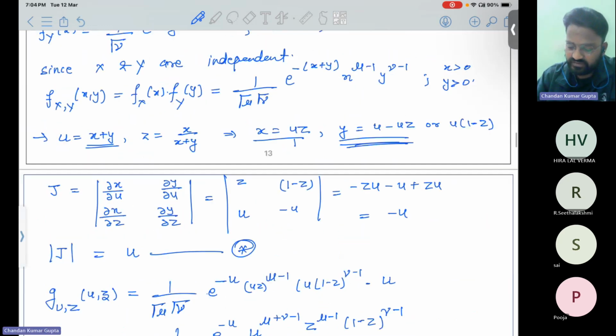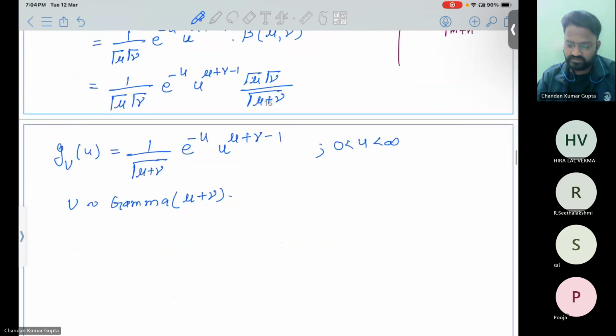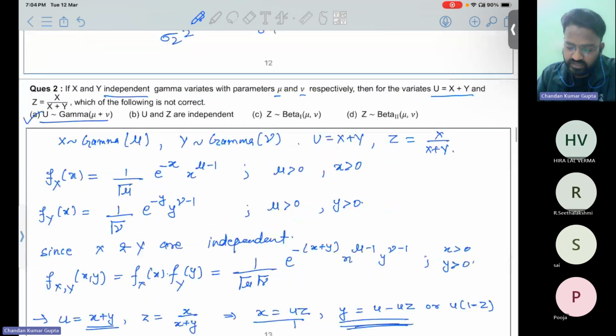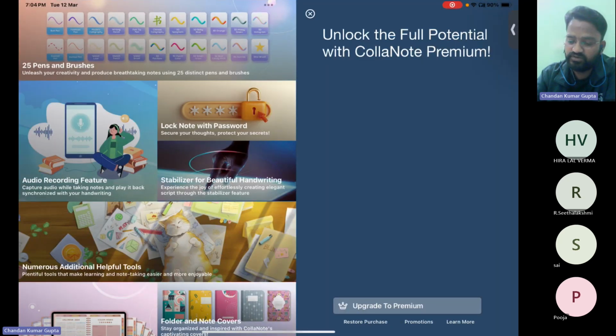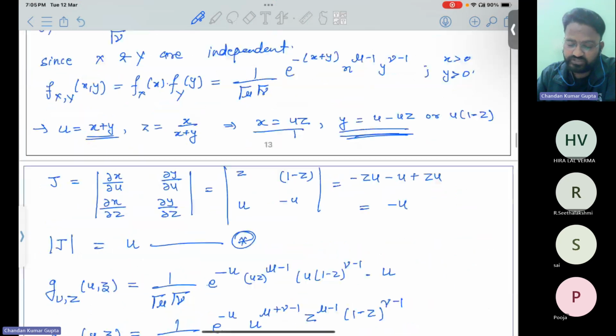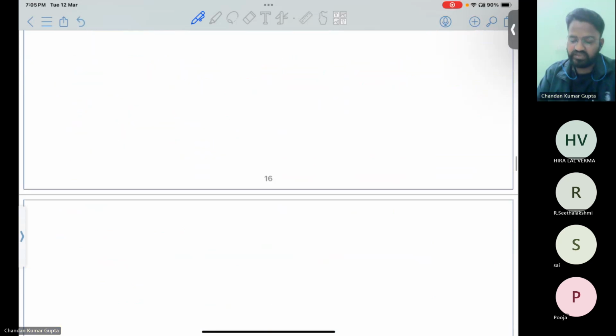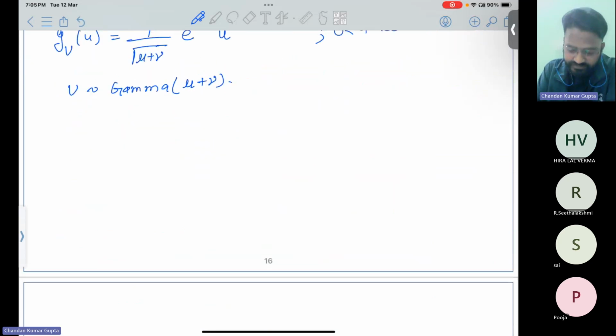Is it clear now? Okay. Now we also need to check whether u and z are independent. For two variables to be independent, their joint distribution must be equal to the product of their marginal distributions. So we have the joint distribution of u and z and the marginal distribution of u. Now we evaluate the marginal distribution of z.